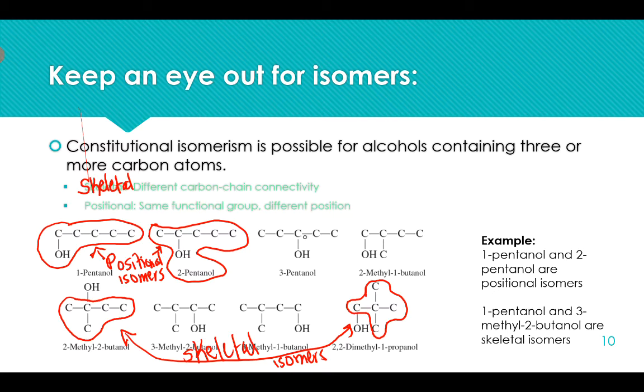We can also see that the relationship between 3-pentanol and 2-pentanol is that those are also positional isomers. If we look at those two molecules, these do have the same carbon skeleton, but the OH is in a different spot, and so this pair is also positional isomers. The more carbon atoms you have, the more options there are for isomers.